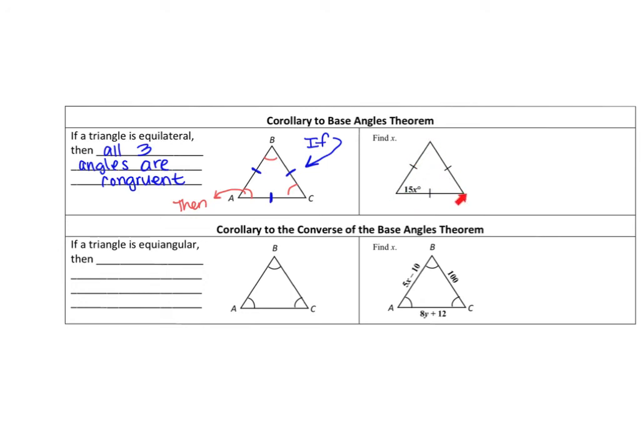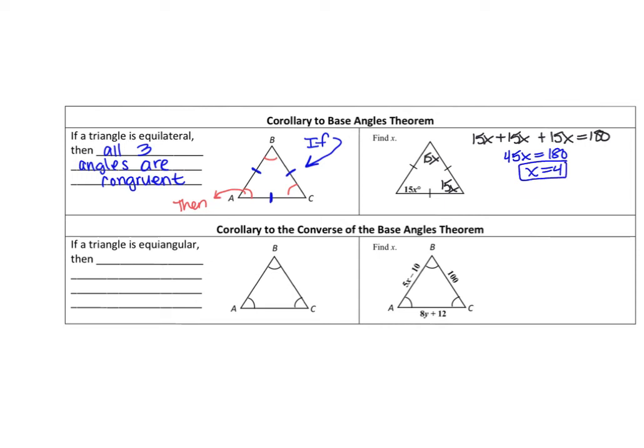I have all three sides as congruent. So if all three sides are congruent, then all of the angles are congruent. So that means that inside each of these, there would be a 15x. So there's two ways to solve this problem. One way is to take all of these, add them up, and set them equal to 180. That would give you 45x is equal to 180 with x is equal to 4.